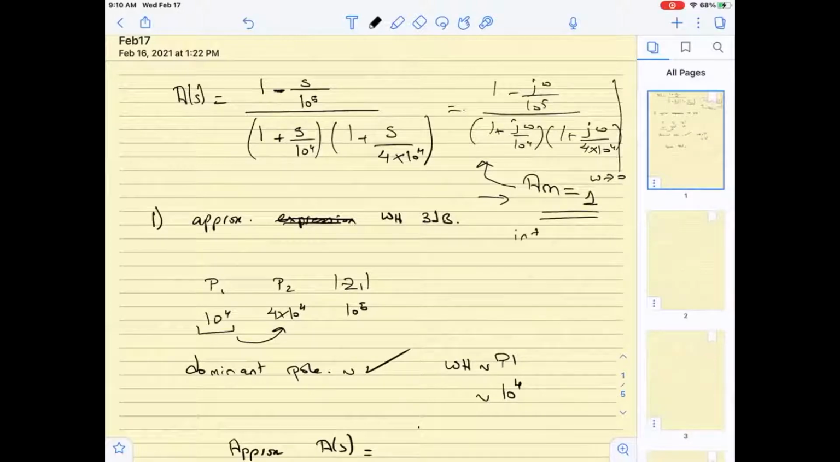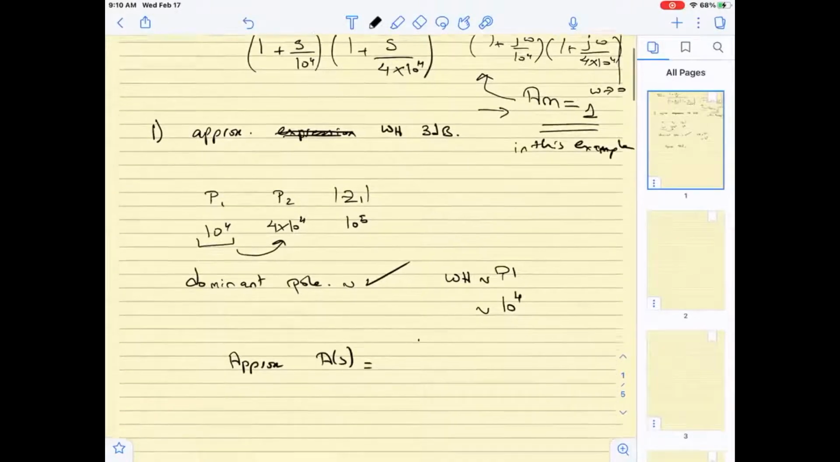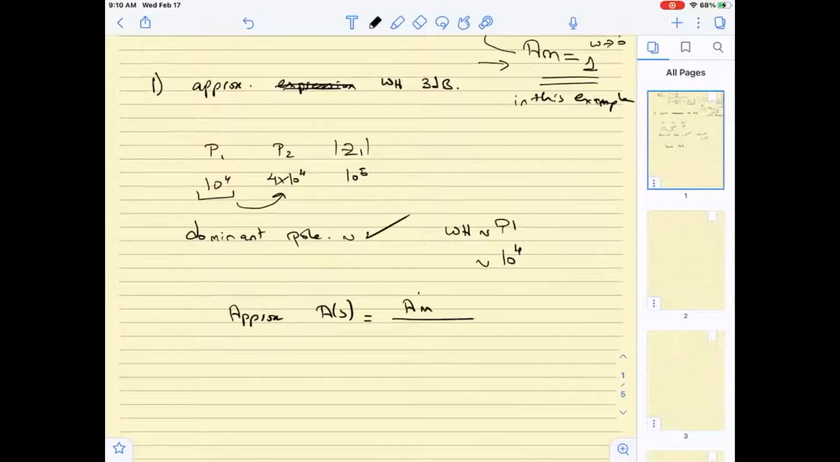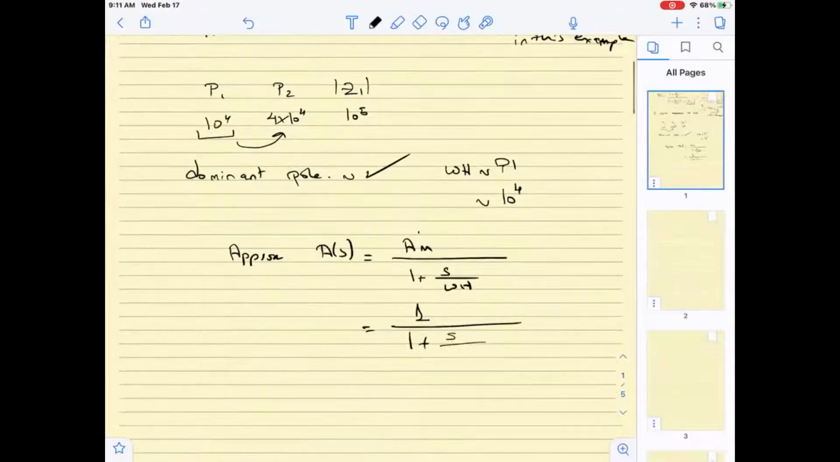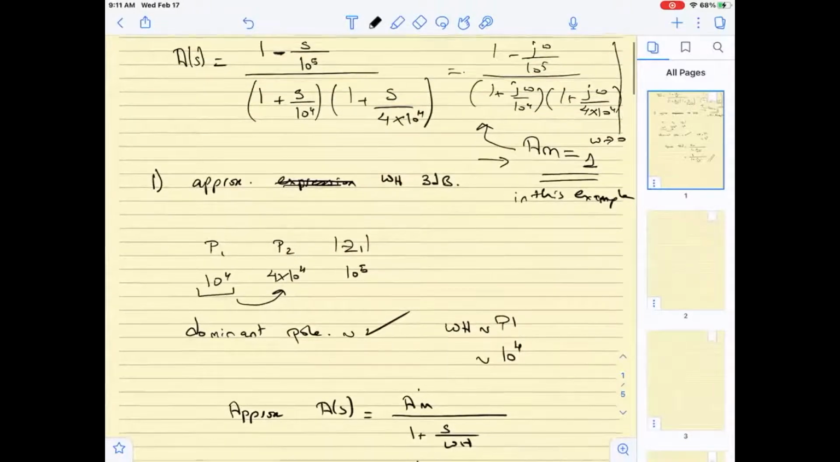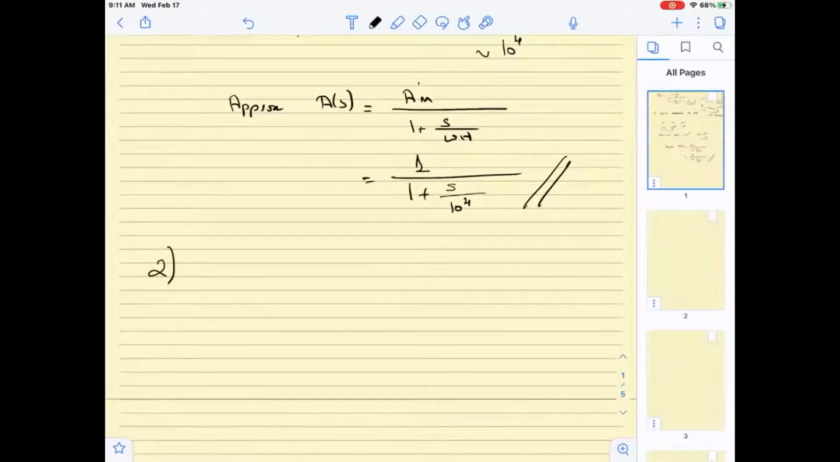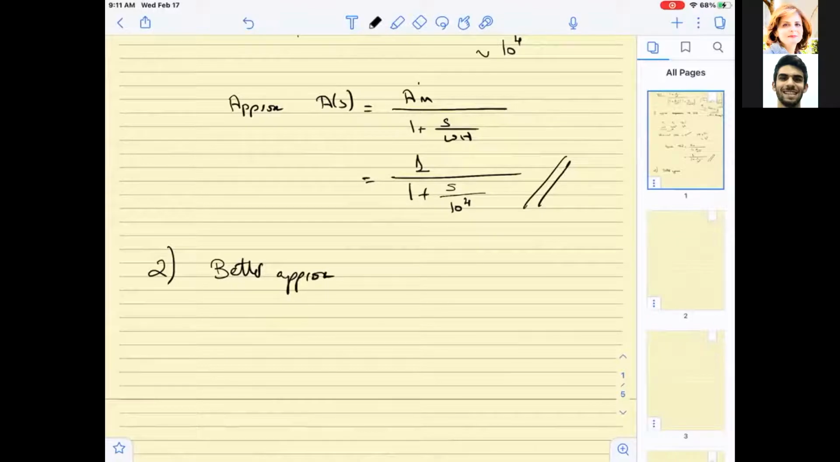Right? Maybe in the book the example is different from the notes, but I'm writing this example here to be this way. So we can approximate A of S to be AM over 1 plus S over omega H. In this scenario, we can approximate it to be 1 over 1 plus S over 10 to the 4. Okay, this is the dominant pole approximation. The second method that we want to use to approximate is the better approximation.